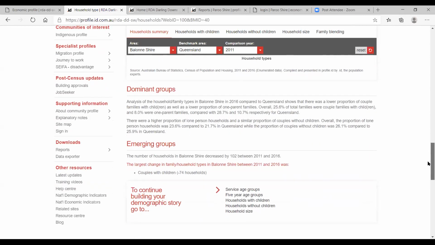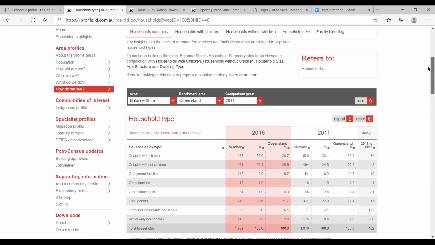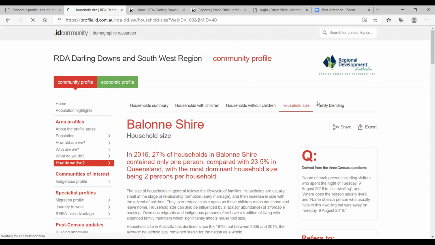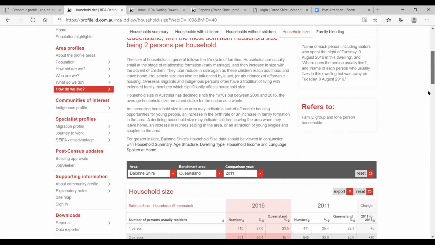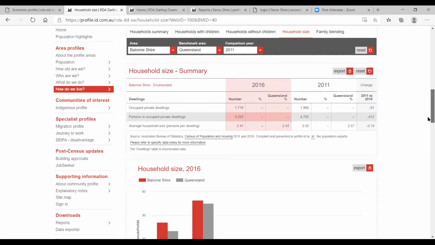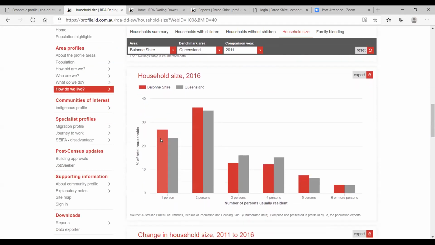Here's our dominant and emerging groups analysis once again, guys. So that's our household type. I'm going to go to household size, because we can have a household type of families, but our household size is quite small. So we can see here household size, mainly two-person households and one-person households.